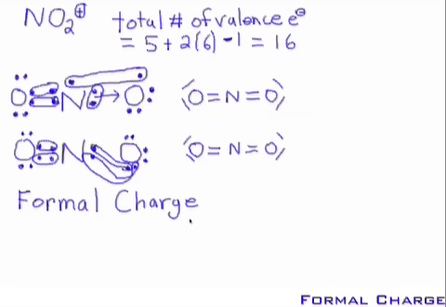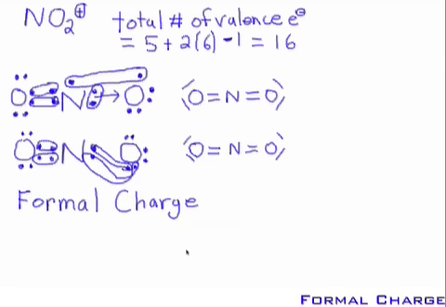Well, formal charge is the charge an atom would have if the electrons it shares with other atoms were shared equally. In other words, it assumes equal sharing of electrons in the bonds. Now, electronegativity, we know, rules this out, but for the calculation purposes, we're going to assume that electrons are shared equally. If we make this assumption, we can calculate the charge that an atom would have.